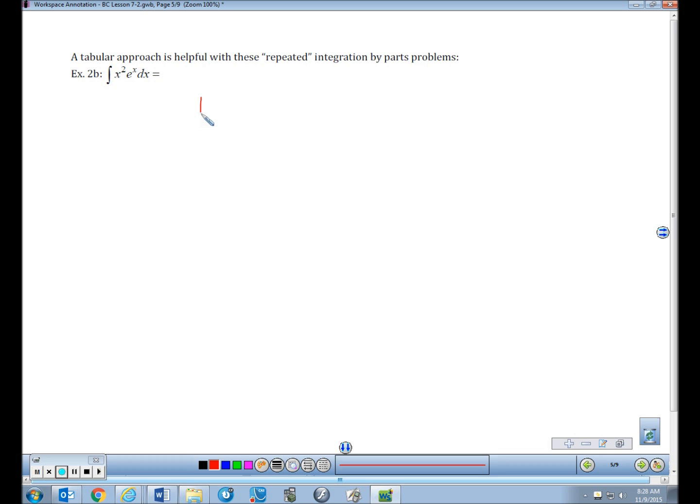We have x squared e to the x, so we're going to have a u column, and we're going to have a v column. Now for the u column, we're going to be differentiating. For the v column, we're going to be integrating. So choose u and choose v the exact same way. So I'm going to choose u to be x squared. I'm going to choose v to be e to the x. Now I'm not going to include the dx here. It's not that big a deal. This is just the tabular method.